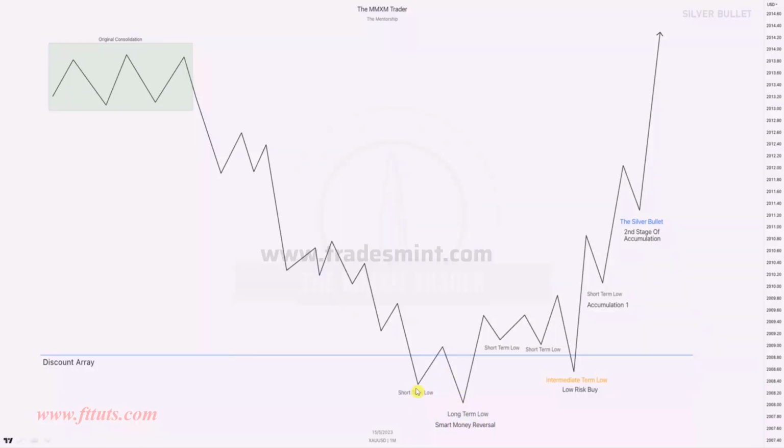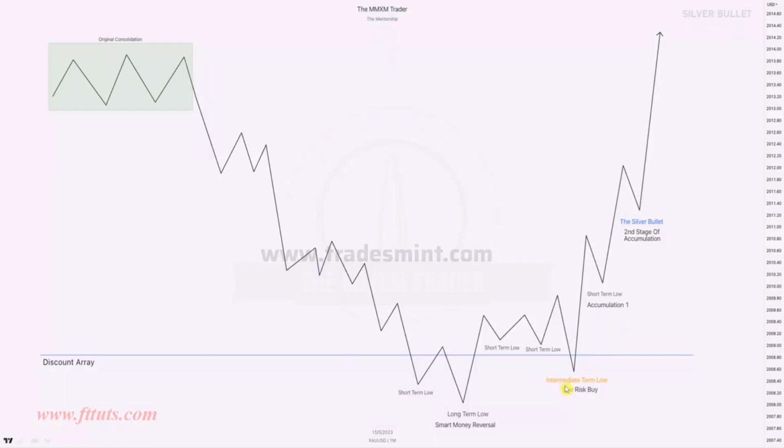Short-term low to the left, short-term low to the right, and that intermediate term low forming will be inside OTE levels of this range, right? So the intermediate term low has been confirmed after we form another short-term low to the right of it, right? So then this is accumulation phase 1 because this is now the low risk buy.